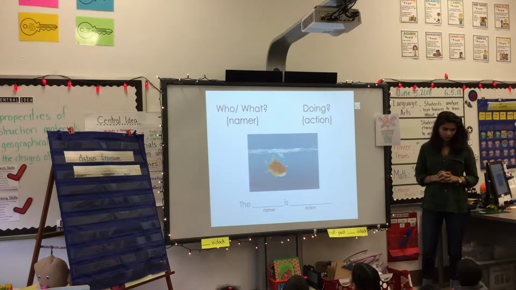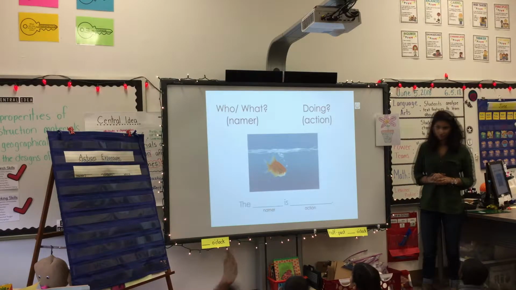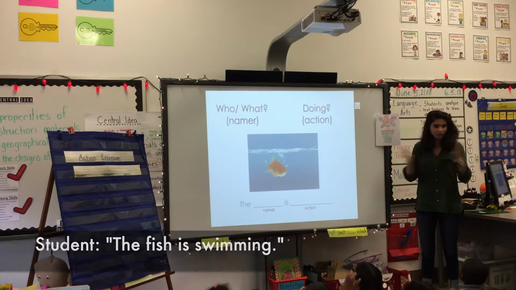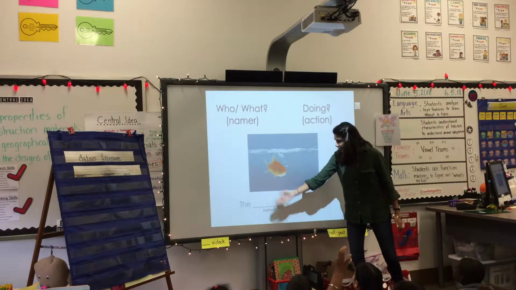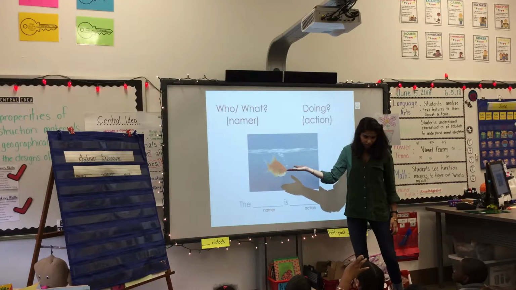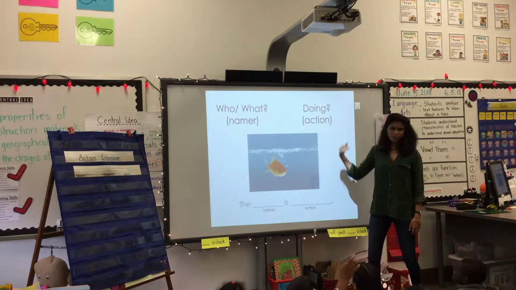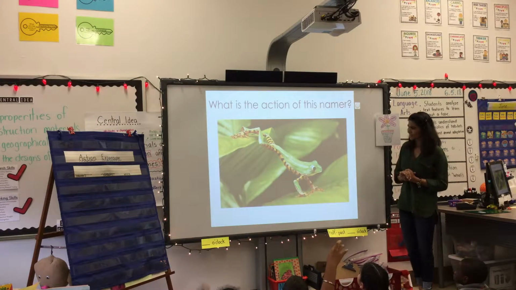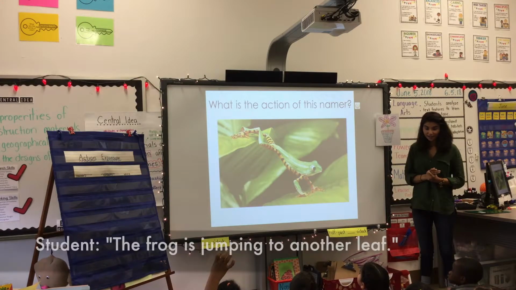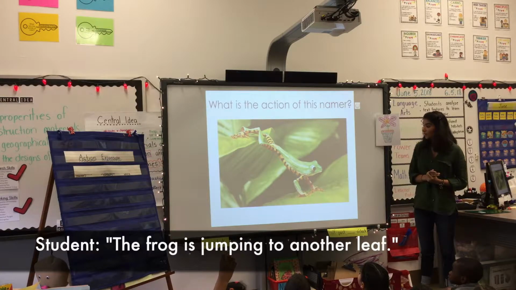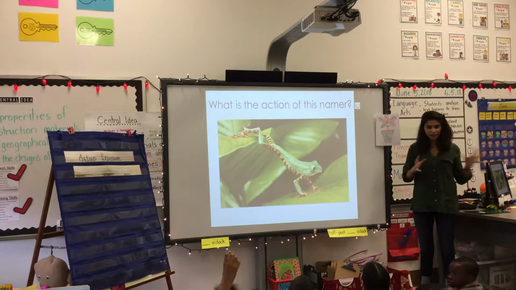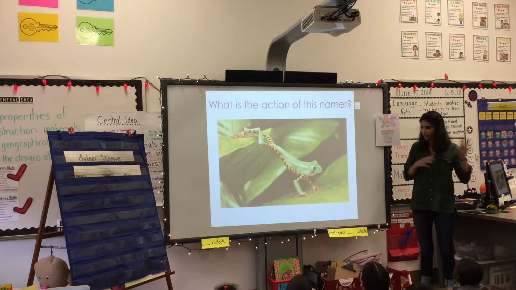How would we describe this picture? Fish is swimming. Excellent. That's our simple sentence. We've got the namer, which was what, boys and girls? Fish. And the action, which was? Swimming. Super. What about the action on this namer? The frog is jumping to another leaf. You really expanded that. So jumping was the action, and then you told me where.